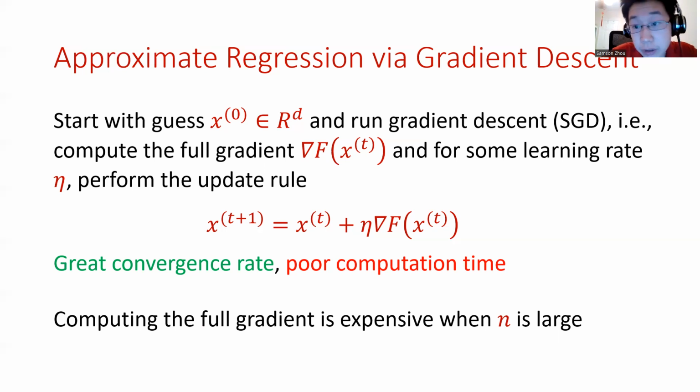So this is a good convergence rate. Gradient descent is known to have a good convergence rate, but there could be poor computation time because computing the full gradient is expensive when n is large. We really have to look at every coordinate of this matrix A to compute this gradient, and we need to do this for each of the iterates that we run.